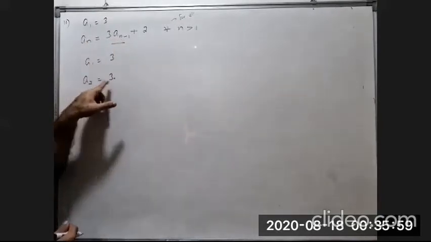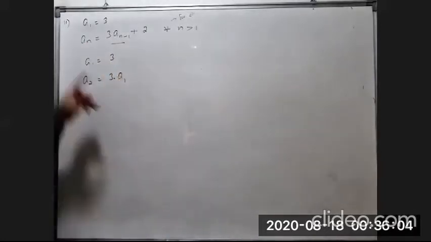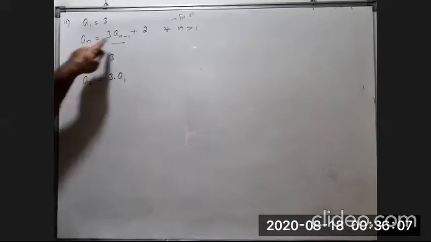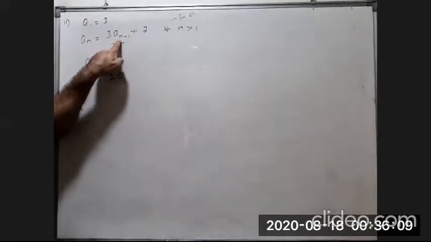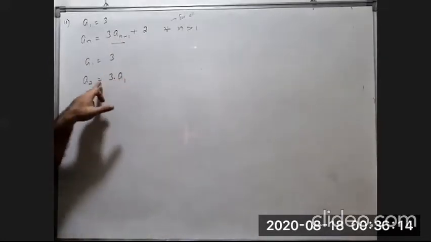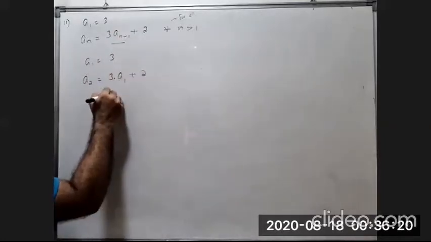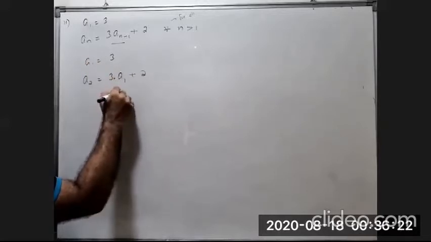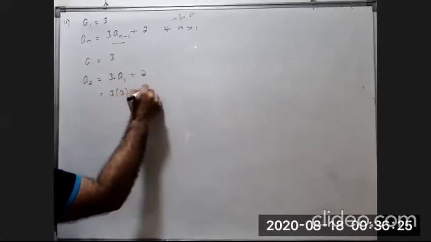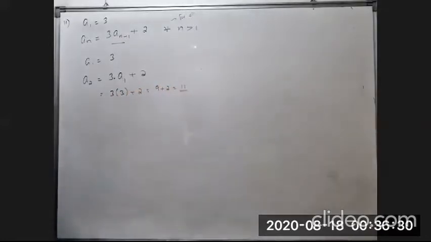Here n minus 1 is 2 minus 1. That is 1. That is a_1. See that if it is a_10 here, this will be a_9, the previous term. For any term, n minus 1 means previous term. Don't waste time writing 2 minus 1, directly a_1, plus 2. This means 3 times what is a_1? 3 times 3 plus 2, which is 9 plus 2, 11. So a_2 is 11.